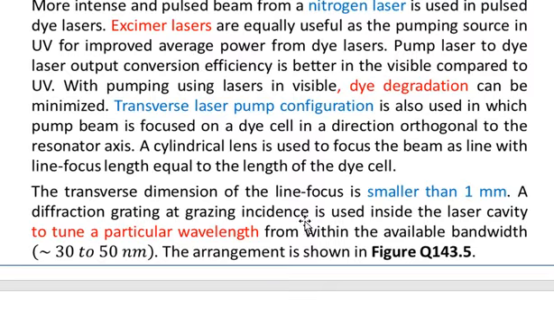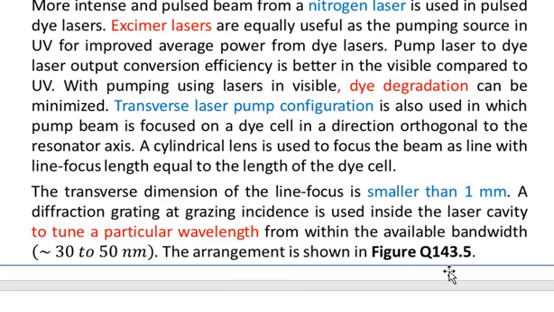The transverse dimension of the line focus is smaller than 1 millimeter. A diffraction grating at grazing incidence is used inside the laser cavity to tune a particular wavelength from within the available bandwidth of the pumping source, that is from 30 to 50 nanometers. So if you have a laser giving you a bandwidth from 30 to 50 nanometers, you can choose this arrangement to select one particular wavelength.